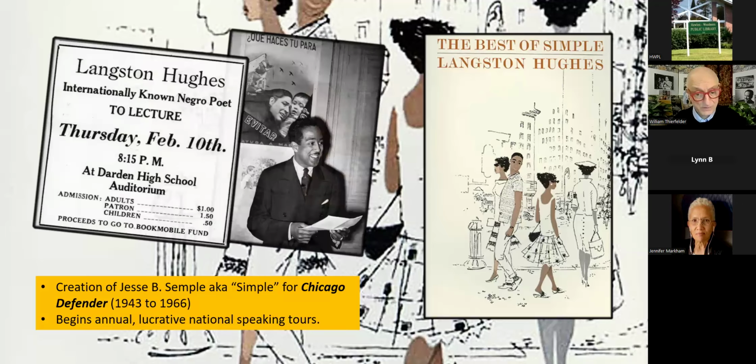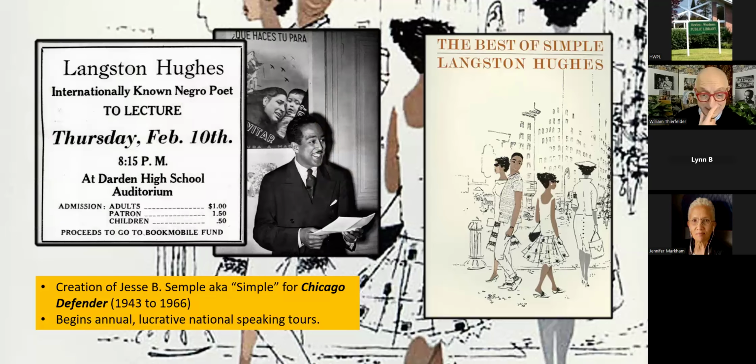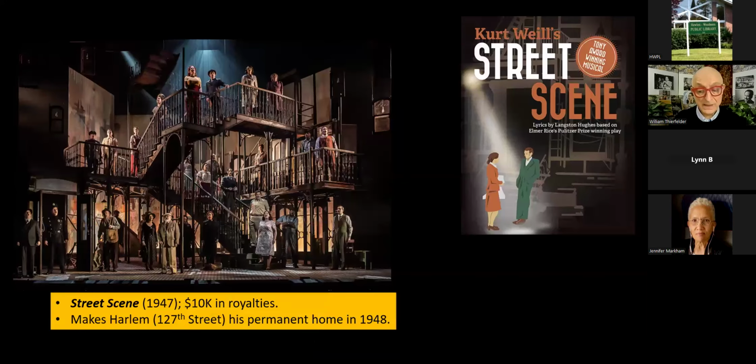The success of Jesse B. Semple, as well as his civil rights activity, became the impetus for annual and very lucrative national speaking tours. But financially, his greatest success came with a Broadway show, and that was the 1947 musical Street Scene. Based on a play by Elmer Rice, Hughes wrote the song lyrics. The music was by Kurt Weill, who you probably know from The Threepenny Opera, right?